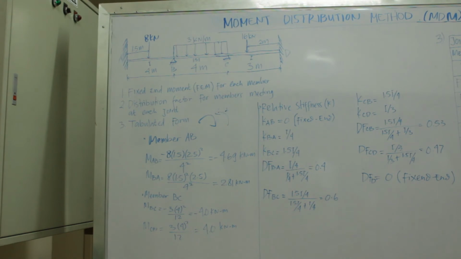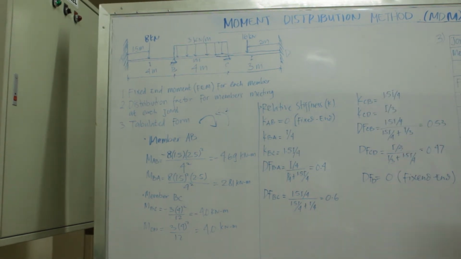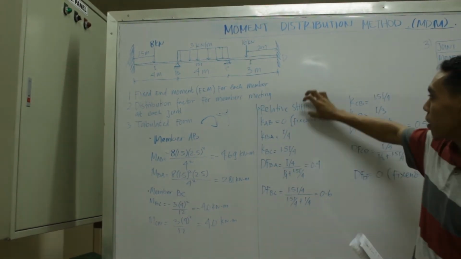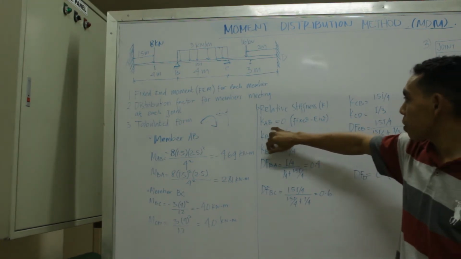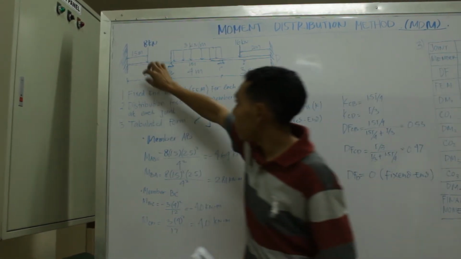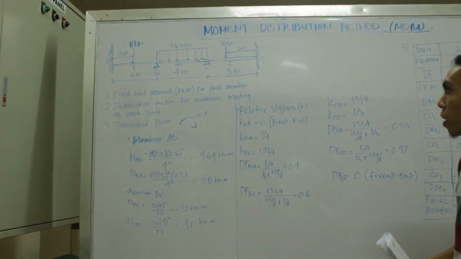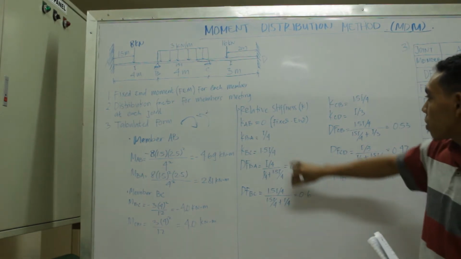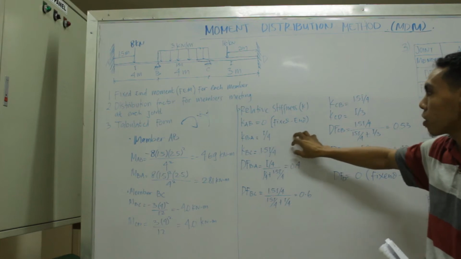The next step is to solve for the distribution factor for members meeting at each joint. Before solving for a distribution factor, we need to find the relative stiffness. The relative stiffness for member AB is equal to 0, because point A is fixed, so no distribution factor is required for member AB.